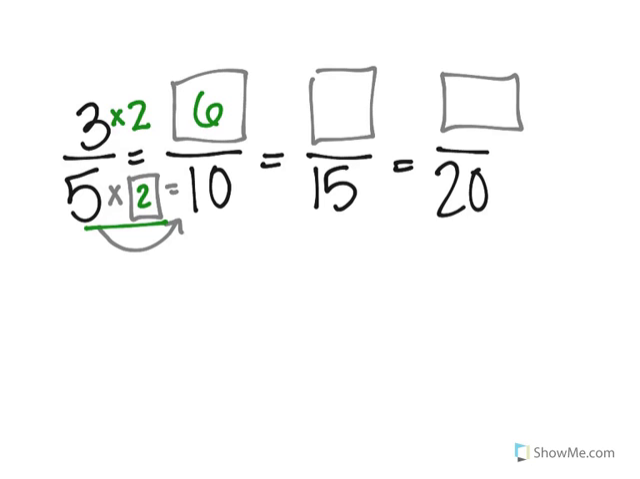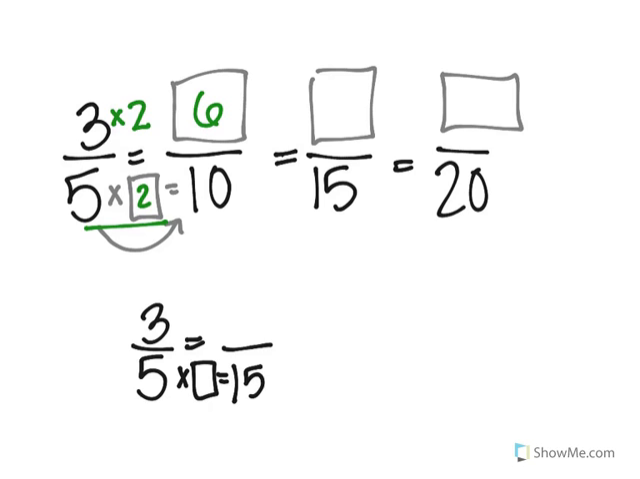Now, for this next one, I can't just multiply 10 by something to get to 15. That's not how it works. Oops, wrong button. I have to take 3/5 like I had before, and I have to ask myself, what times 5 would give me 15? Well, the answer is 3. So if I multiply the denominator by 3, I multiply the numerator by 3, and I get 9. So 9 would fill in this spot right there.